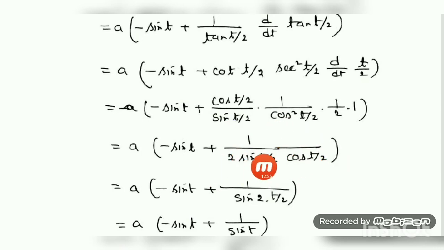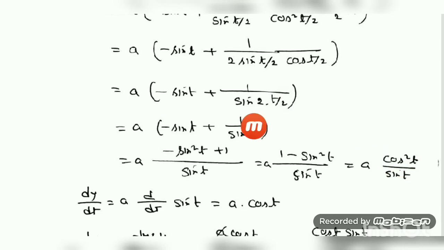And here the submultiple angle formula can be used. That is equal to what? 2 sin of t by 2 cos of t by 2 is sin t. Remaining keep it as it is. So this is minus sin t plus 1 by sin t. Taking LCM sin t, we will have minus sin square t plus 1, which can be written as 1 minus sin square t. Keeping a and sin t as it is, 1 minus sin square t means cos square t by sin t. So this is the value of dx/dt.